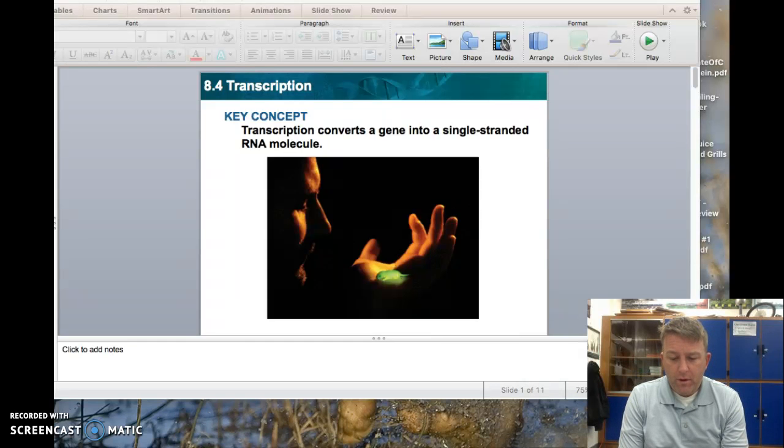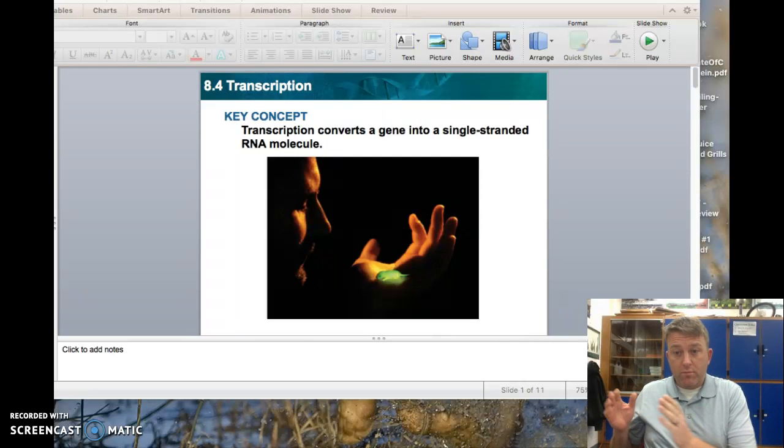So let's get going. Section 8.4 is all about transcription. Now, what is transcription? Transcription is a part of a process that we're going to look at of how we go from DNA information, an instruction, to the actual product. It's like going from the instructions of how to build a bookcase to the actual bookcase. So that's what we're going to do first. Let's go to the first slide.